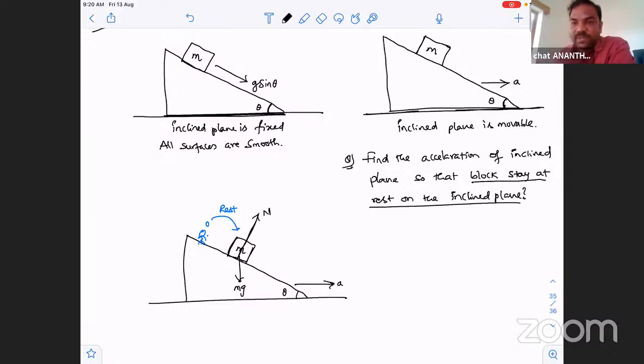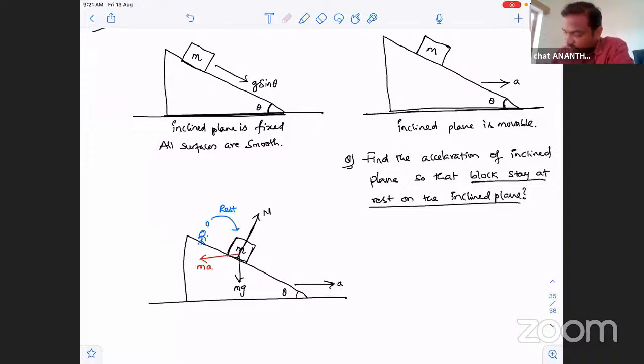Now, is the observer an inertial observer or a non-inertial observer? He is a non-inertial observer. So we have to apply the pseudo force also. How will the pseudo force act? Pseudo force ma will act in the backward direction. Then three forces are there: mg, ma, and normal reaction. We have to find out the a value, how to find it out. So what is the best way to do this?